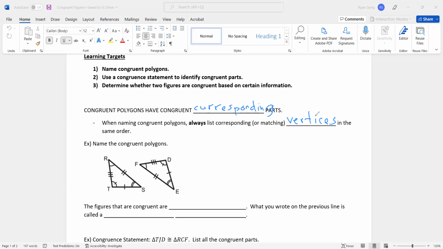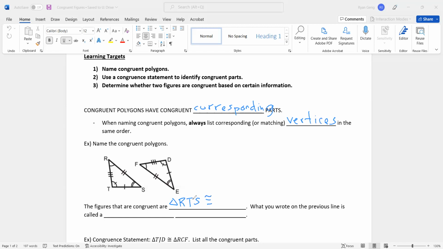The first triangle I'm just going to name. The figures that are congruent are triangle, and I'm just going to go RTS. It doesn't have to be RTS. It could be STR. It could be SRT. It could be any combination. The first one does not matter. The second one, though, does.